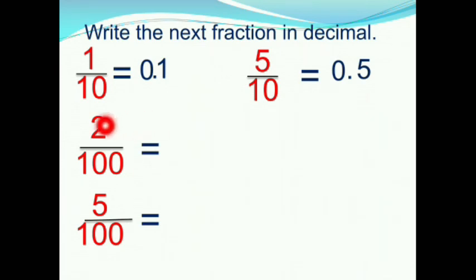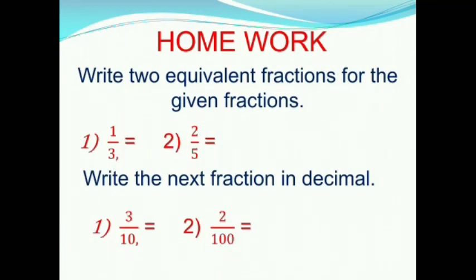Children, see this question, 2 by 100. Here the numerator is 2 and the denominator has 2 zeros. So we should put the point after 2 digits. We write it as 0.02. Children, see this question, 5 by 100. Here the numerator is 5 and the denominator has 2 zeros. So we should put the point after 2 digits. We write it as 0.05.